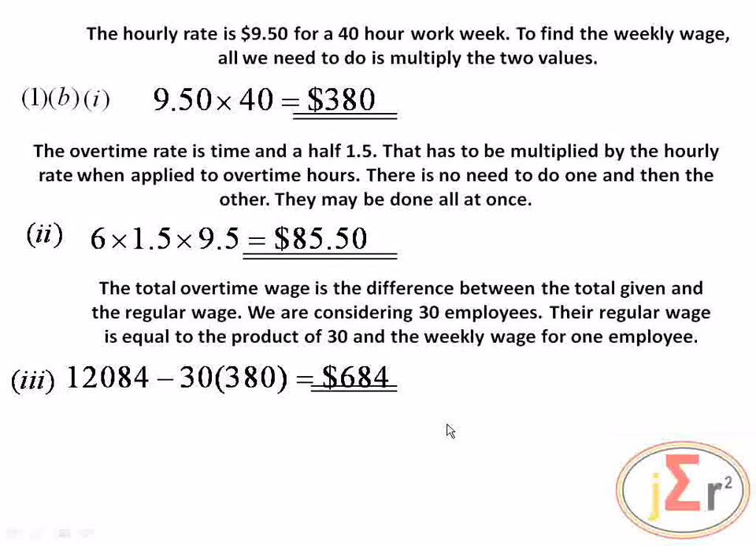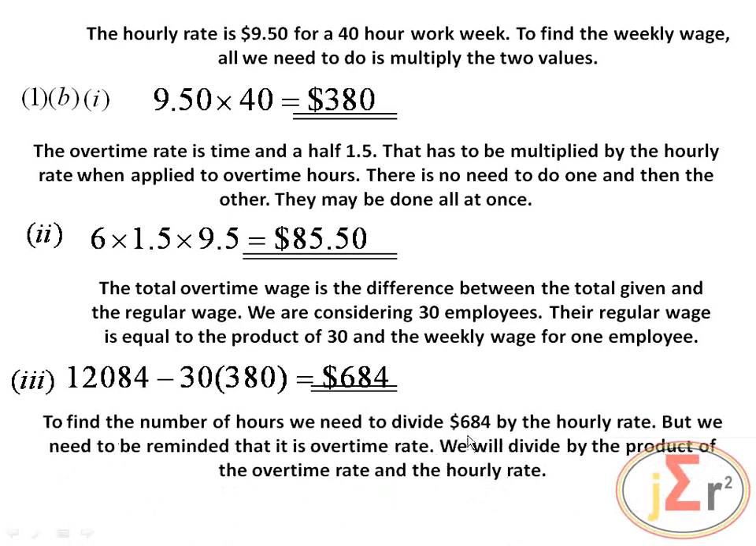Our next step is to find the number of overtime hours worked. To find the number of hours, we need to divide 684 by the hourly rate. But we need to be reminded that it is the overtime rate. We will divide by the product of the overtime rate and the hourly rate. This is overtime money.